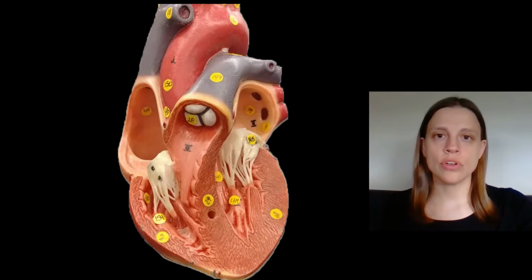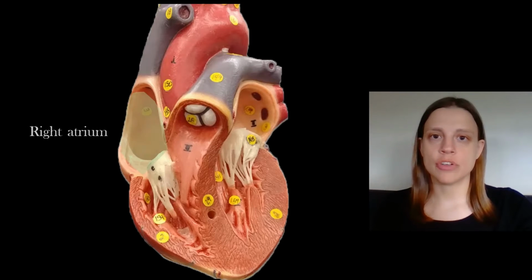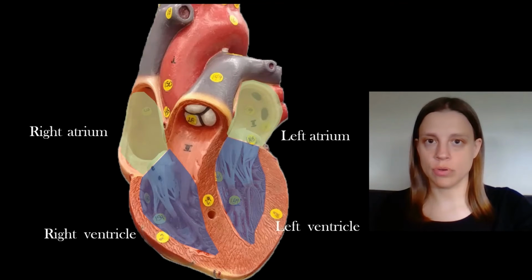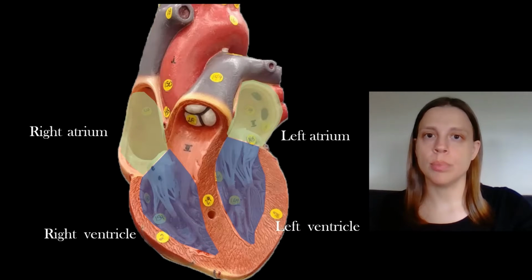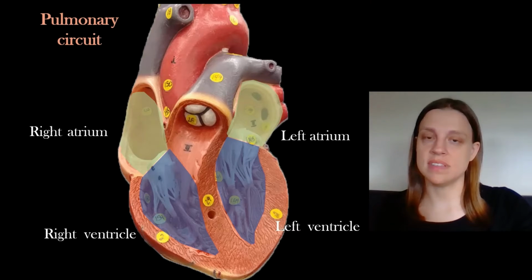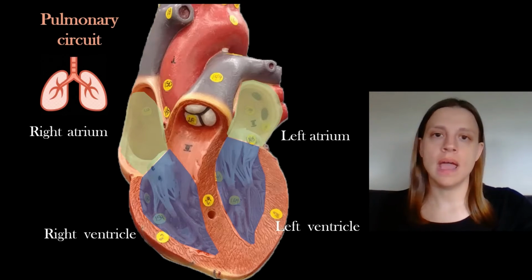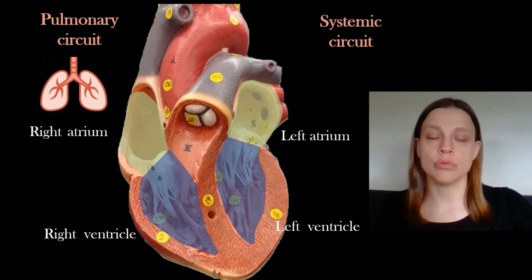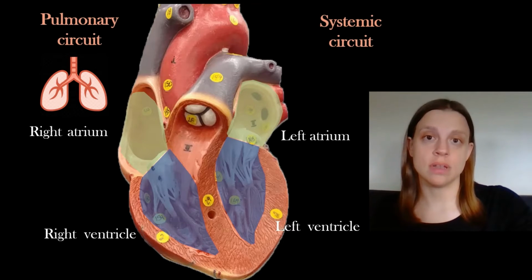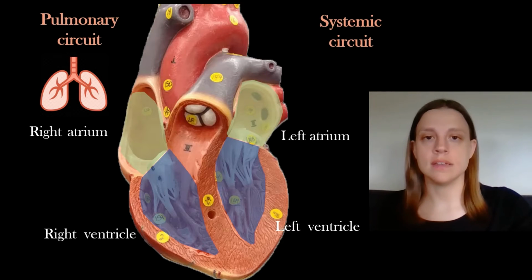So let's get started. So there are 4 chambers in the heart: the right atrium and the right ventricle, and the left atrium and the left ventricle. So the right atrium and ventricle work as a team to pump blood through the pulmonary circuit, which is out to the lungs to receive oxygen and back. And the left atrium and ventricle work as a team to pump blood through the systemic circuit, which is out to the body to deliver oxygen, pick up carbon dioxide, and come back.